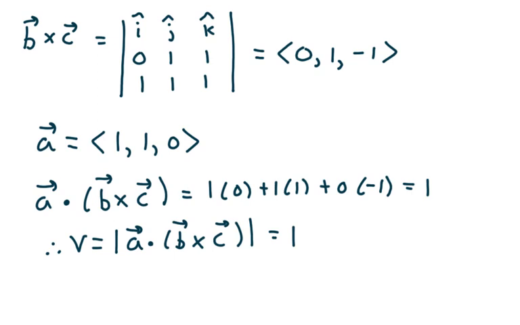If I take a look at b cross c, I claim you get the vector 0, 1, negative 1. Now, a is the vector 1, 1, 0. So I get b cross c, I get a. Now I'm going to take the dot product of a with b cross c. And when I take its dot product, I get 1. And so the volume of this parallelepiped will be the absolute value of a dotted with b cross c. And so essentially I'm taking the absolute value of 1, which is 1.